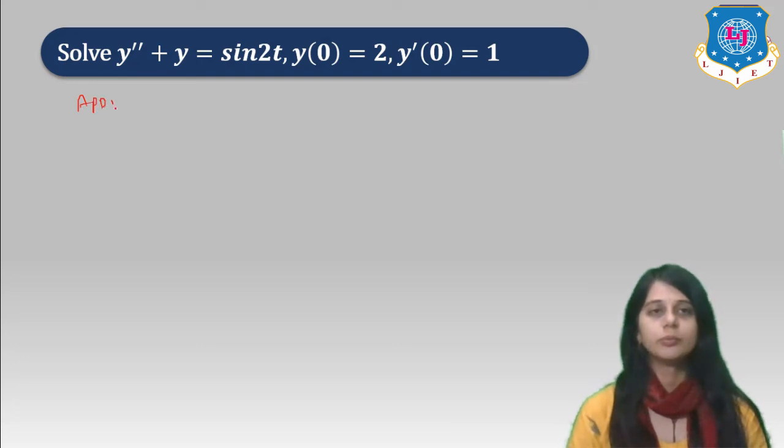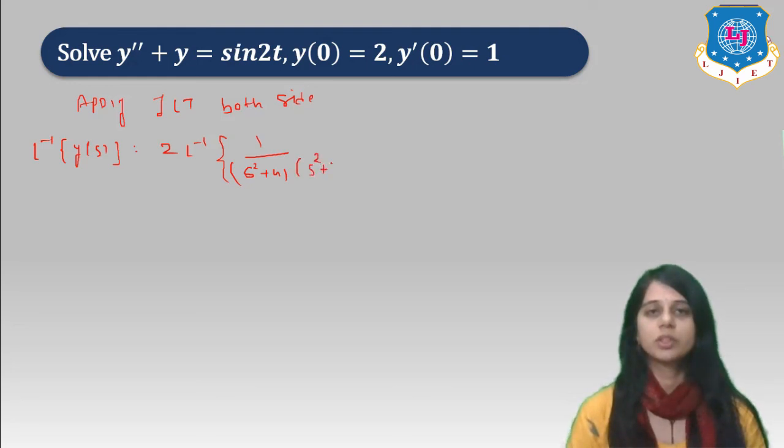Apply inverse Laplace transform both sides. So it is inverse of Y of s: 2 inverse of 1 upon s square plus 4 into s square plus 1, plus 2 inverse of s upon s square plus 1, plus inverse of 1 upon s square plus 1.